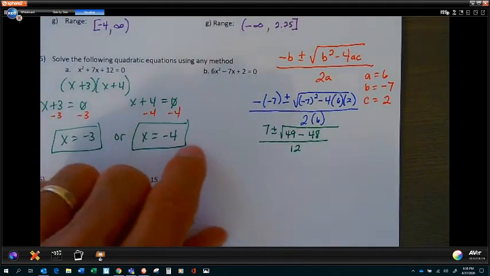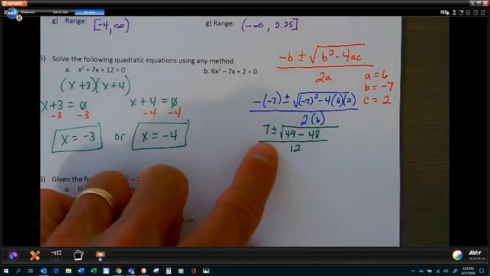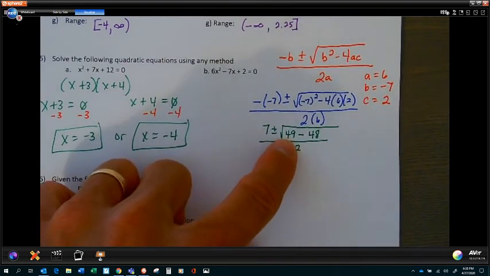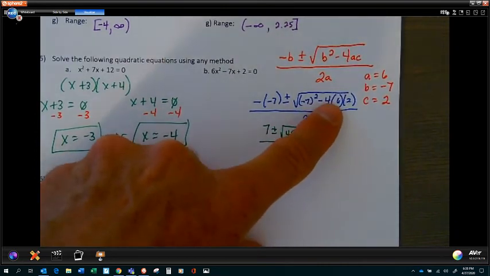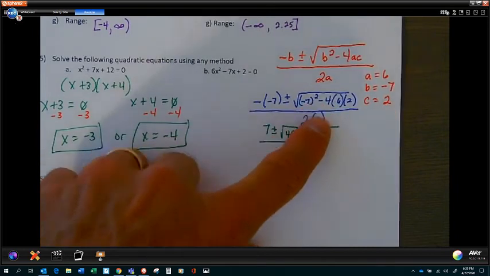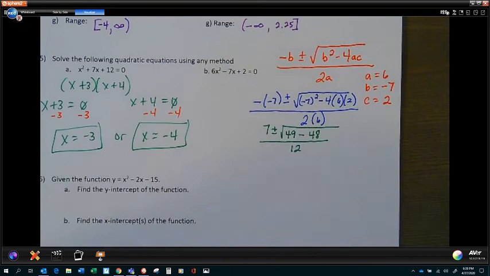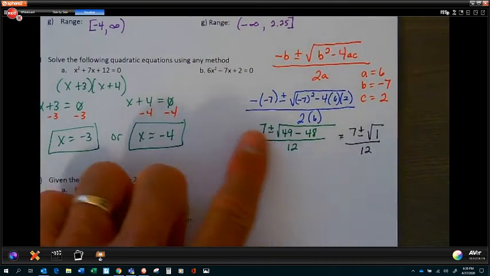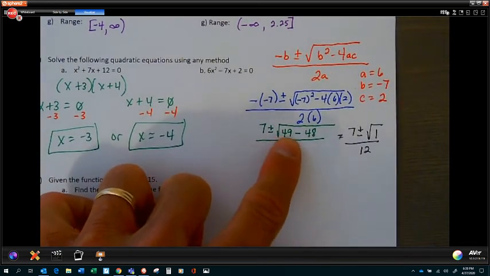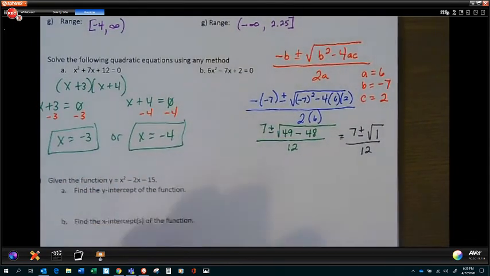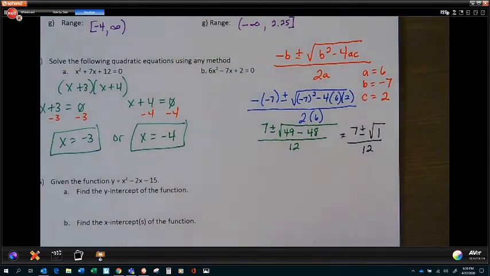And the next step, -7 is a +7. -7 squared is 49. And 4 times 6 is 24 times 2 is 48. So subtract 48. And then 2 times 6 is 12. Simplifying it to 7 plus or minus 49 minus 48 is 1 and 12. And then we split it into our two equations.